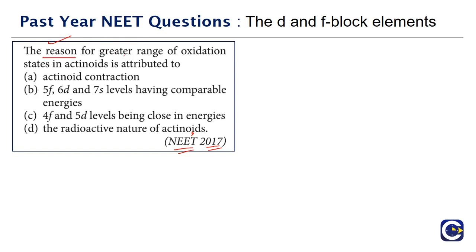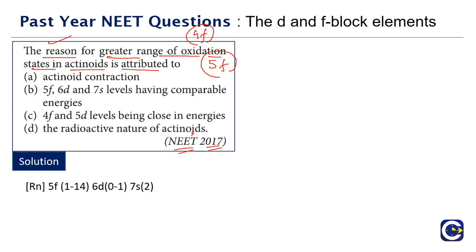The reason for greater range of oxidation states in actinoids is attributed because of actinoids are what? 5F series. Lanthanoids are 4F series. Actinoids are 5F series. Now actinoids, we know that they will show a variable range of the oxidation states. They will show a higher number of oxidation states than the lanthanoids. If you look at the actinoids general electronic arrangement, this is writing the electronic arrangement based upon the nearest noble gas configuration.